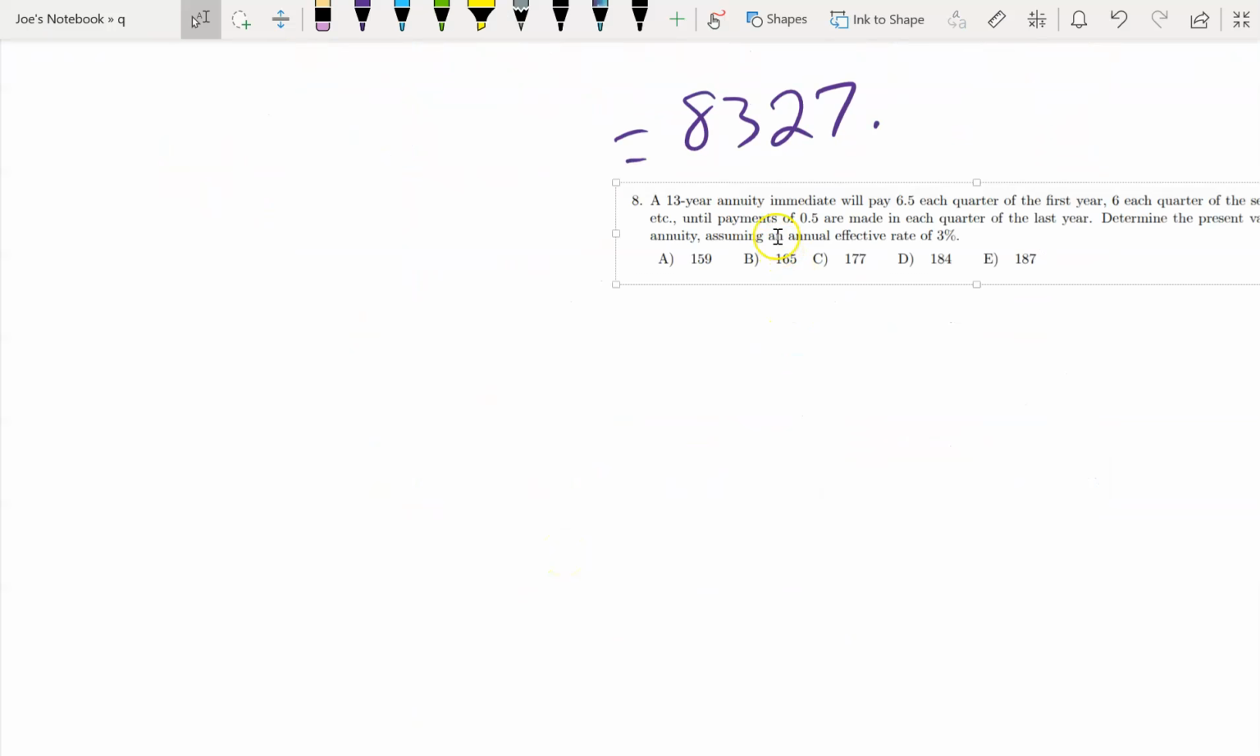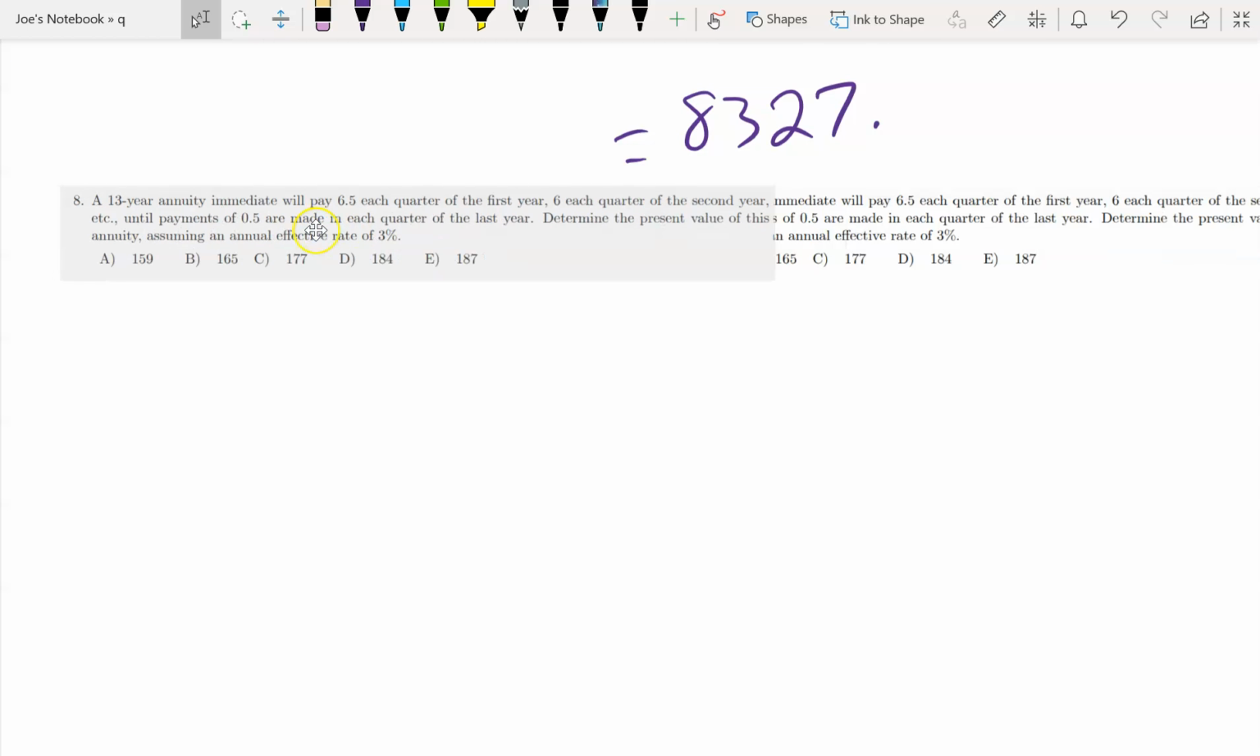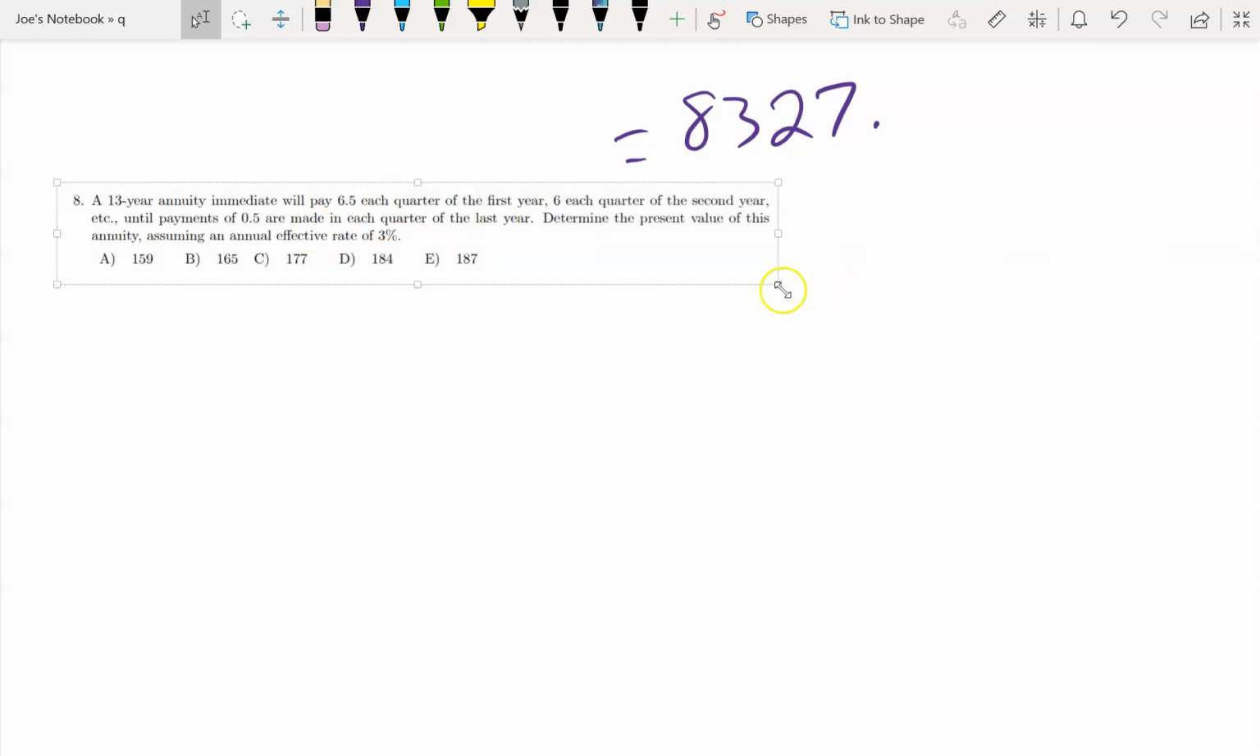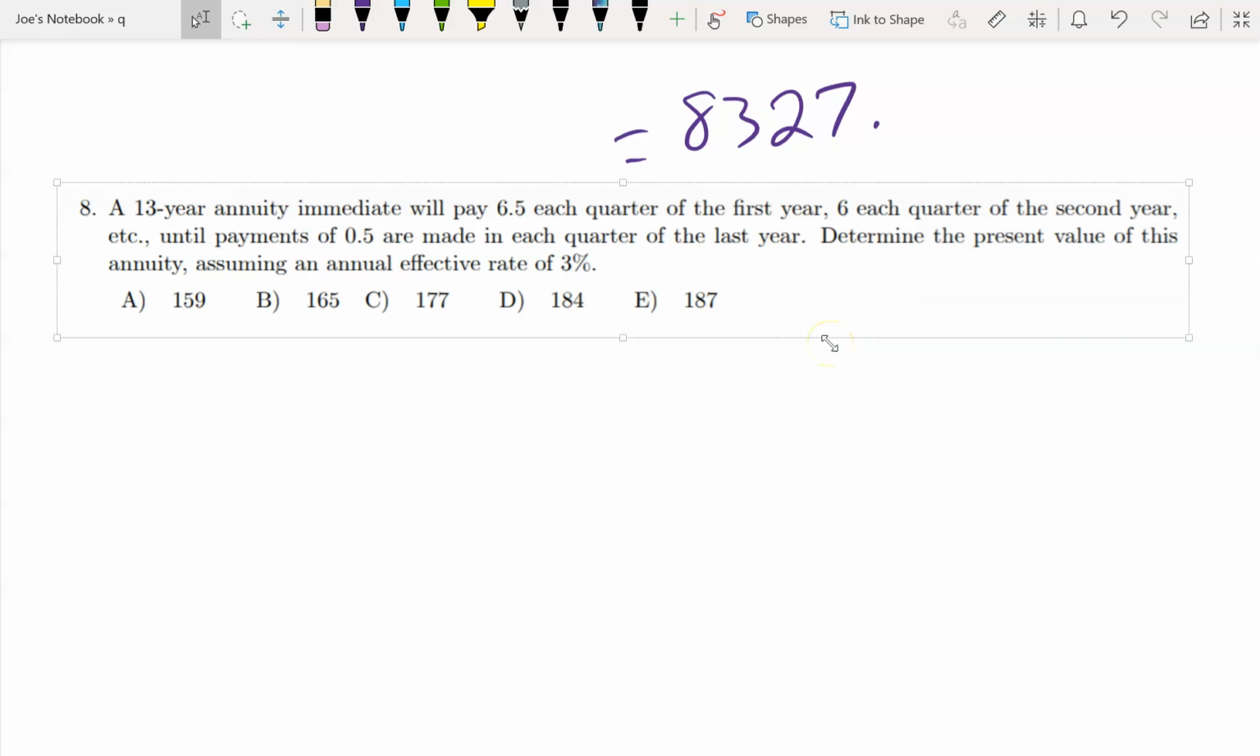Number 8. This is an M3 one. I did too much. You did too much? Yeah, this one I think was just a straightforward decreasing M3, right? It's 6.5 for the first quarter of each year, and then 6 each quarter of the next year, and so on down to a half being each quarter of the last year. And it just wants the present value.